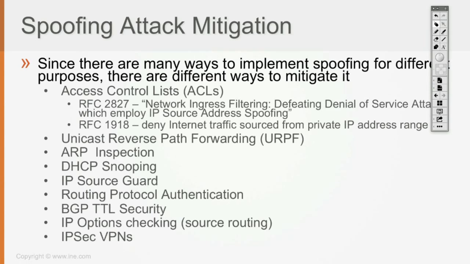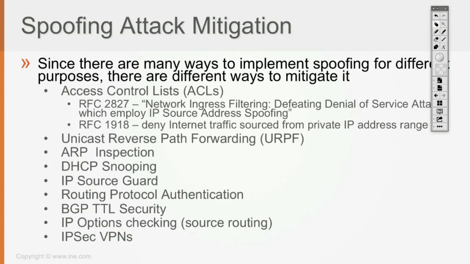Then we have other tools which we're going to speak about in the upcoming days. Against ARP attacks, we have ARP inspection or dynamic ARP inspection. Against DHCP, we have DHCP snooping. Against IP spoofing from the inside, we have what is called IP source guard. Against routing protocol attacks, so spoofing the source to end up with routing protocol attacks, we have routing protocol authentication. We have BGP TTL security. Likewise, there is IP options checking, which defends against source routing, so it makes sure that the attacker cannot actually choose the routing path in the network.